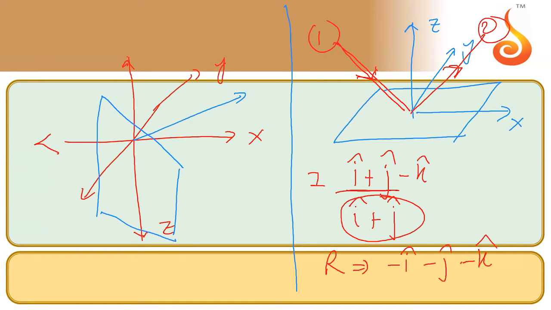But boss, this is not the unit vector. You have to find out the unit vector. How do you find out the unit vector? By dividing it by the magnitude. So I cap plus J cap plus K cap. Yes, I have not forgotten the minus sign.